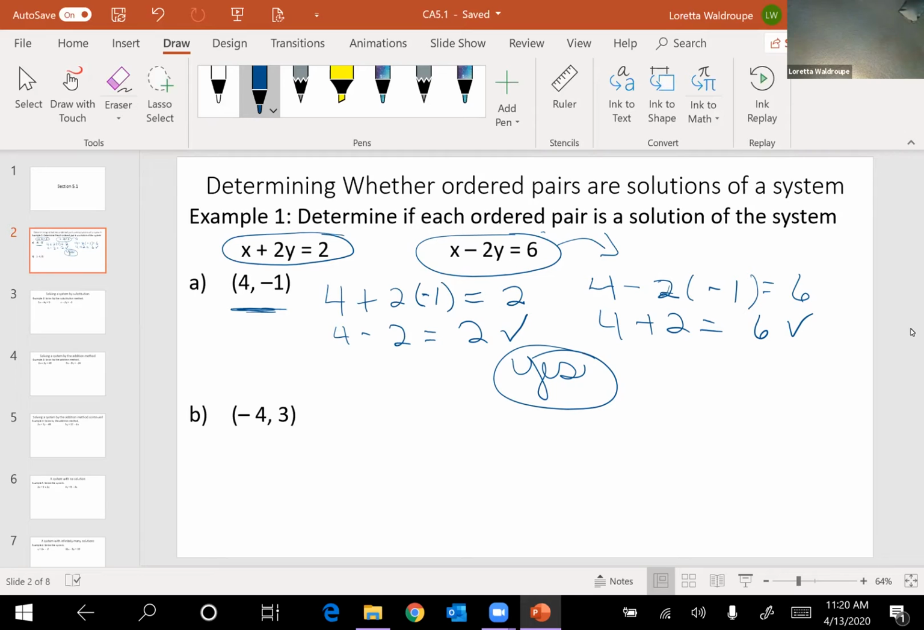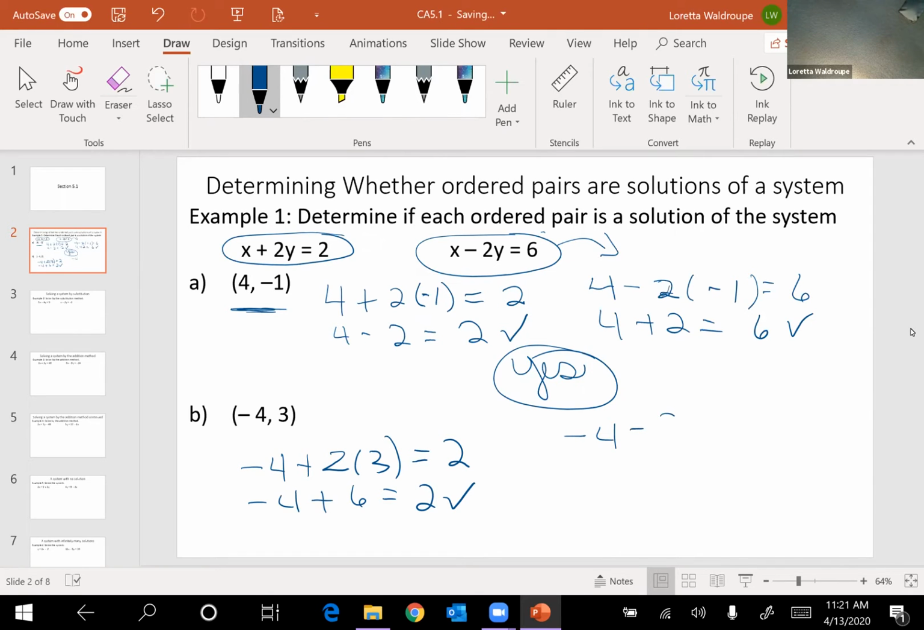Now let's try (negative 4, 3). Remember, negative 4 is my x, 3 is my y. Negative 4 plus 6 equals 2. That works, doesn't it? Now plug it in your second equation.